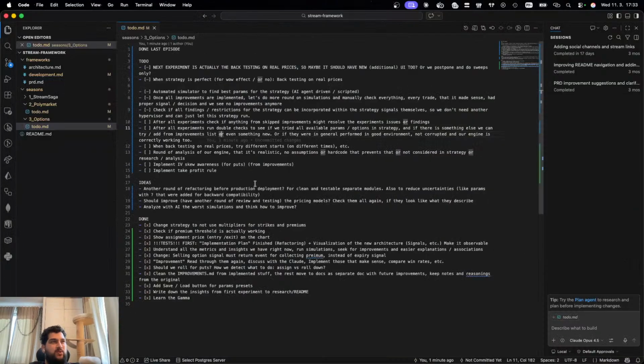Let's write one more thing here. So the next experiment is actually the backtesting on real prices. This is done. Maybe we won't do any new UI. Maybe we will. Okay, let's just write it down separately. Automated simulator to find the base params for strategy, done. Once all improvements implemented, done. Check all finding restrictions. This one is done.